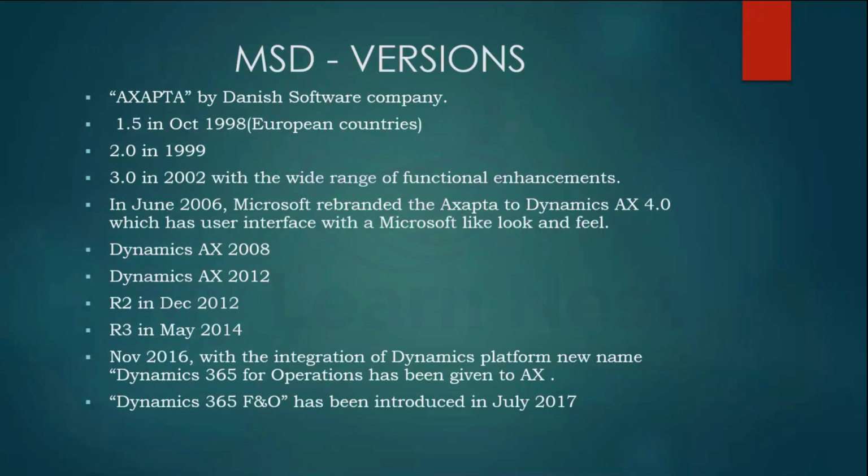Earlier these were the names. Initially it was by a Danish software company, known as Axapta. Later a lot of changes were added and Microsoft acquired it. You can see these are the versions like 1.5, 2.0, 3.0. In 2006 June Microsoft changed the name to AX 4.50, and later AX 2008, 2012, R2, R3. Now from 2017 and 2018 they have completely renamed it as Microsoft Dynamics 365 Finance and Operations.